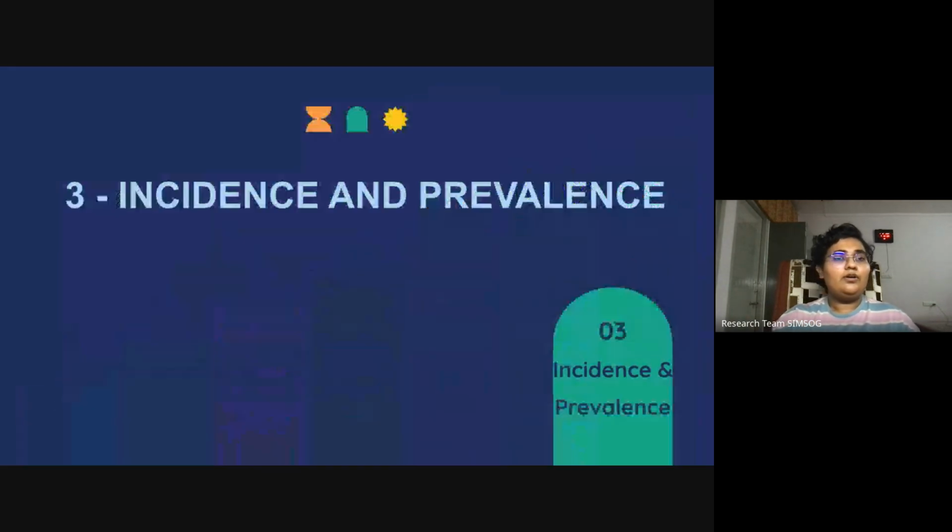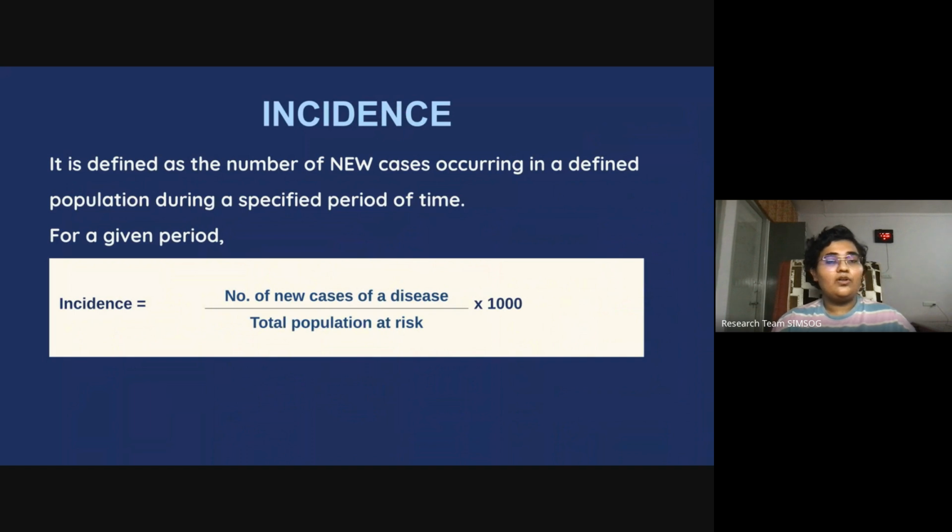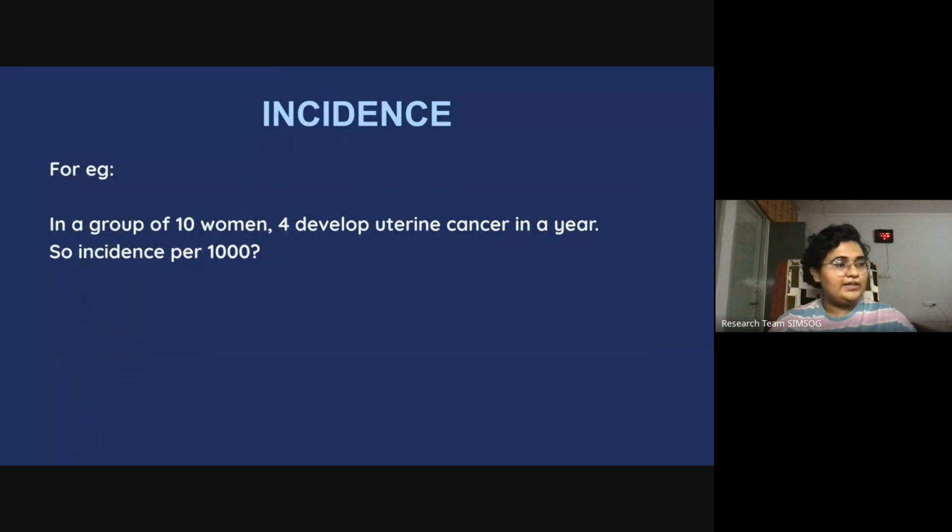Right, now let us look at the next topic, that is incidence and prevalence. So what is incidence? Incidence is the number of new cases that occur in a given population in a given period of time. So in the given period, incidence is the number of new cases of a disease upon the total population at risk, usually multiplied by 1,000, but if required, you can multiply it by 100 or 100,000 as well.